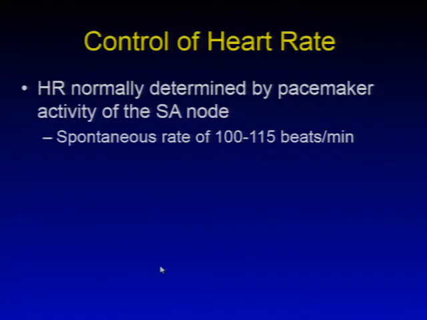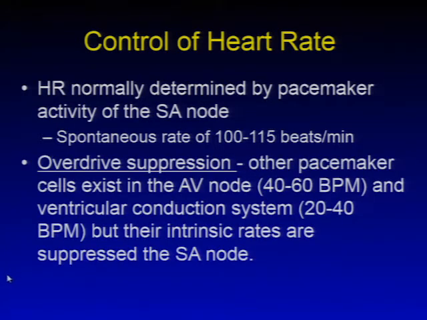So how is heart rate controlled? Heart rate is normally determined by the pacemaker activity of the SA node. The intrinsic rate of this node is 100 to 115 beats per minute. However, most patients do not live with that resting heart rate. There's a process called overdrive suppression as well that occurs.